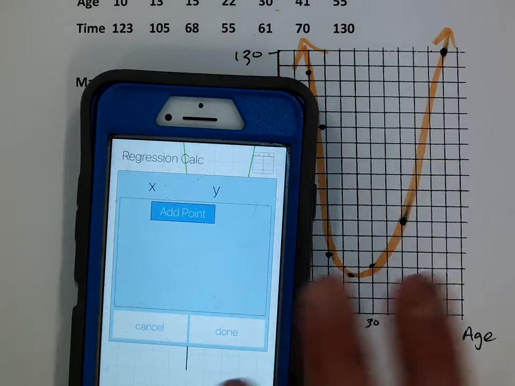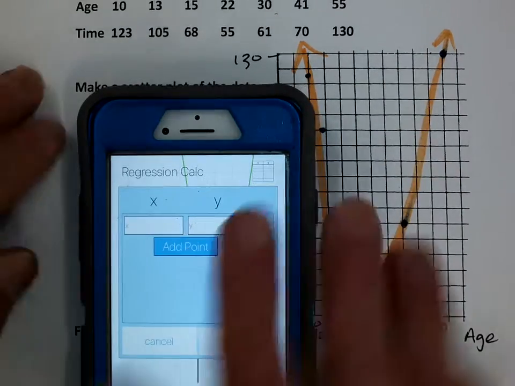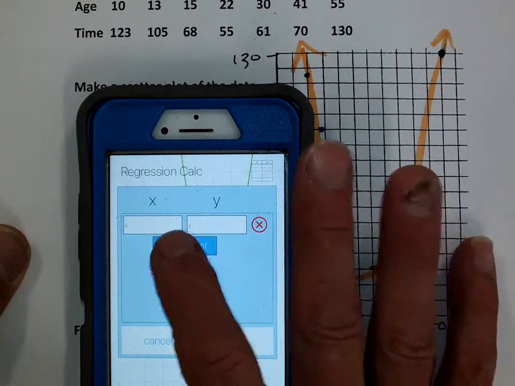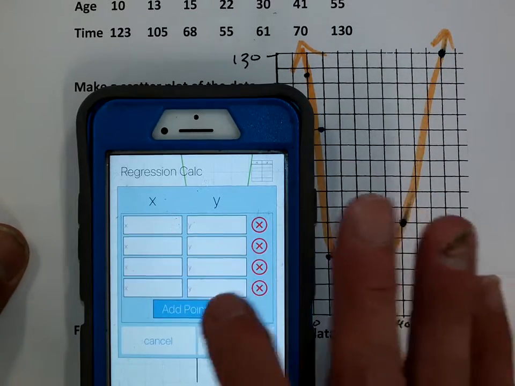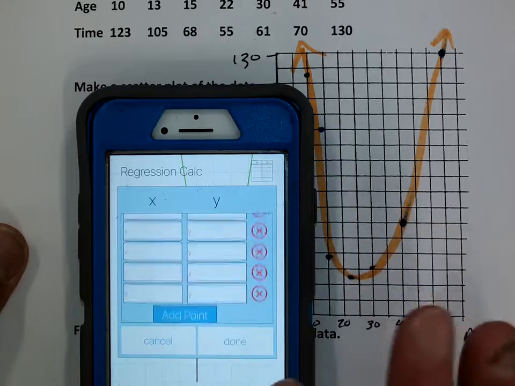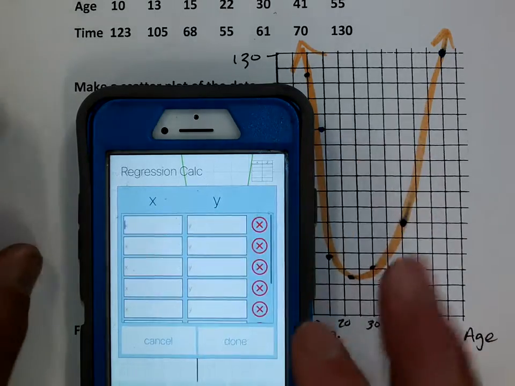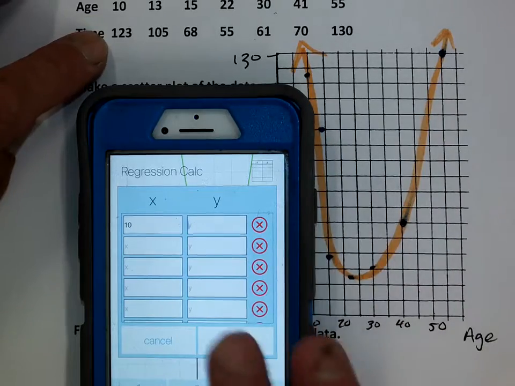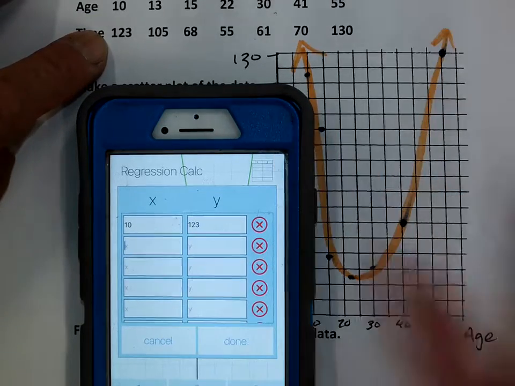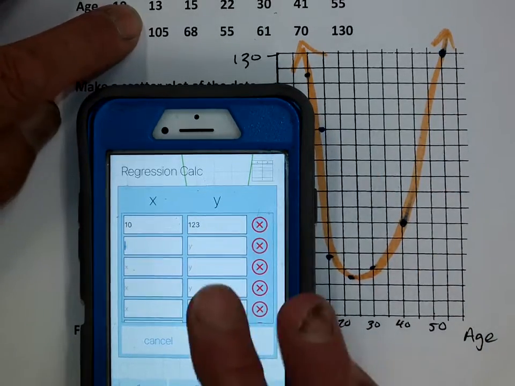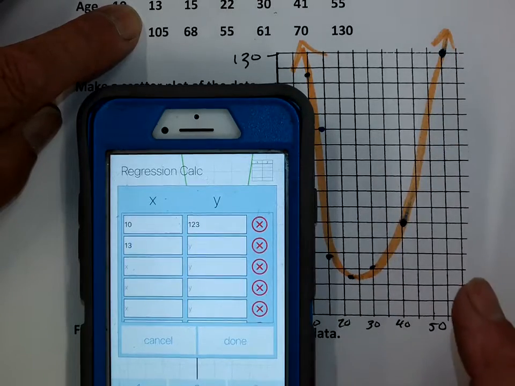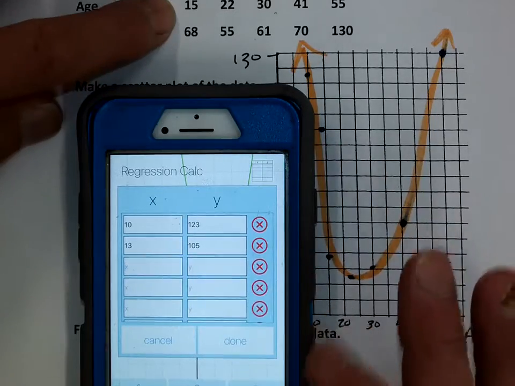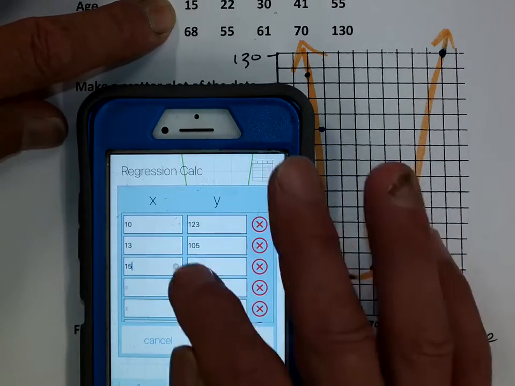And I go to my table, and I'm going to add some points. In fact, I need 1, 2, 3, 4, 5, 6, 7 points, right? And I'm going to start putting them in. So I'm going to go 10 and 123. Again, you need some kind of a calculator. You can get this on your computer as well. 105. But if you put it in your app, find an app on your phone, it's so much better.